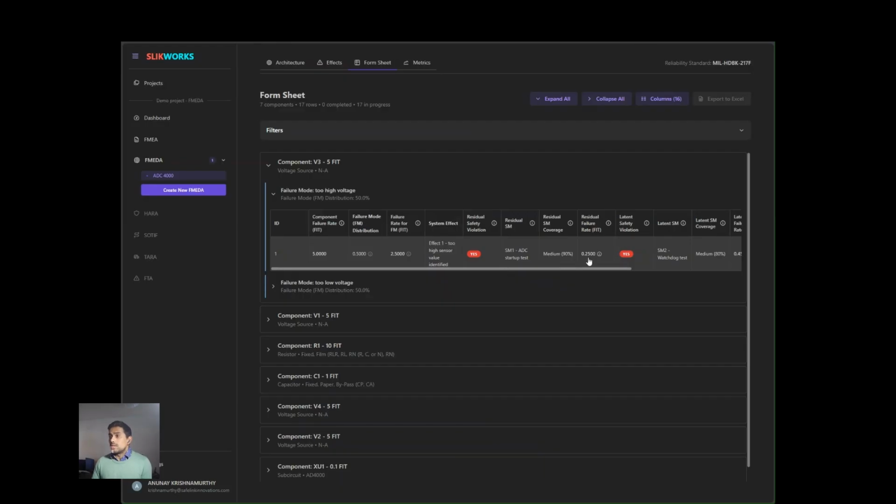Then we need to find out the residual failure rate. The residual failure rate is the portion of failure that cannot be detected by the safety mechanism. What that means is the probability of this failure mode is 2.5. It's 90% covered, which means 10% is not covered. 10% will go undetected. So 10% of 2.5 is 0.25.